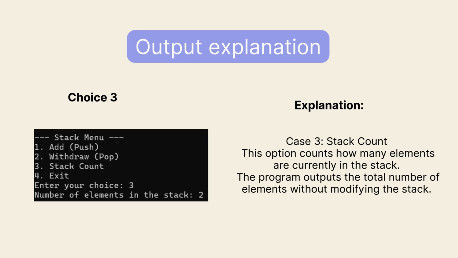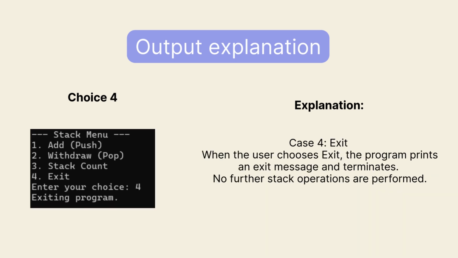And this is for choice 3. Case 3, stack count. This option counts how many elements are currently in the stack. The program outputs the total number of elements without modifying the stack. And this is for the choice 4. Case 4, exit. When the user chooses exit, the program prints an exit message and terminates. No further stack operations are performed.